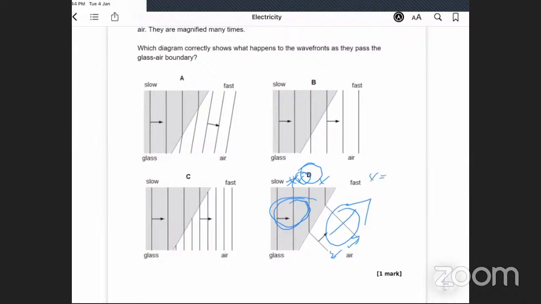Using that wave equation that we explained in the previous question, since we're only changing the wavelength, the speed is decreasing, right? Sorry, it's actually increasing.